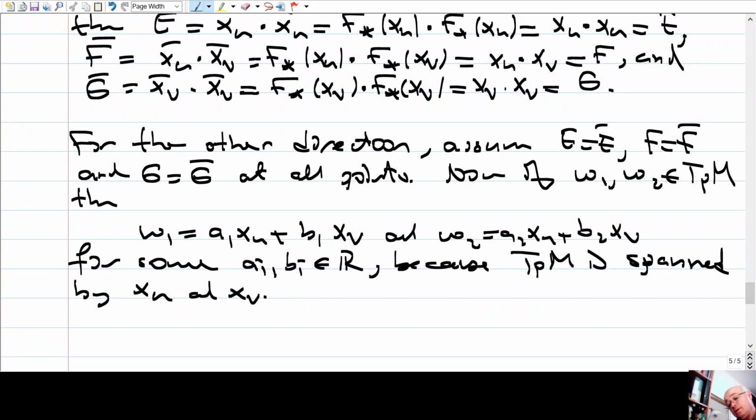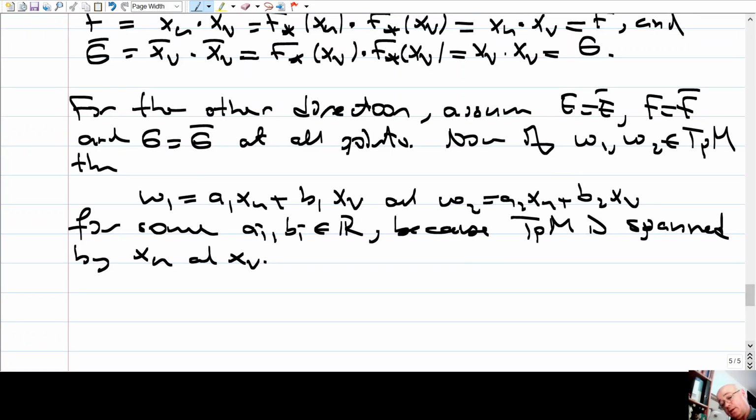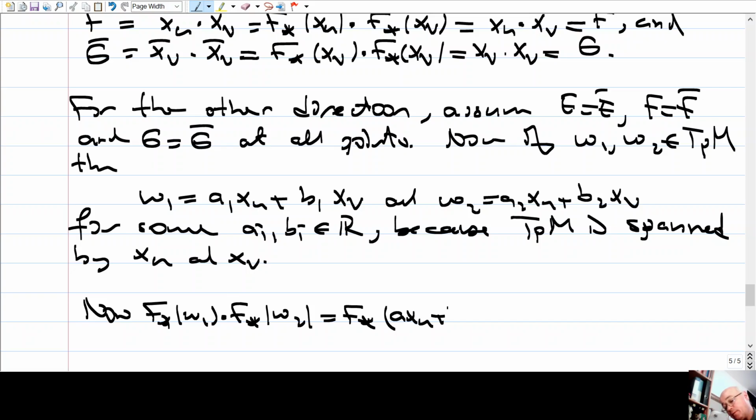Well then now, I want to show that f star preserves distance. So let's look at this. We will show that this inner product is just equal to W1 inner product W2. And how can we show this? Well, this is f star of W1, instead of W1 I write this, inner product f star of A2 x sub u plus B2 x sub v.